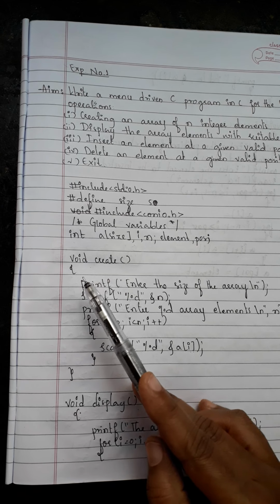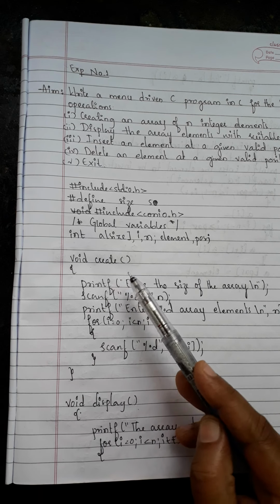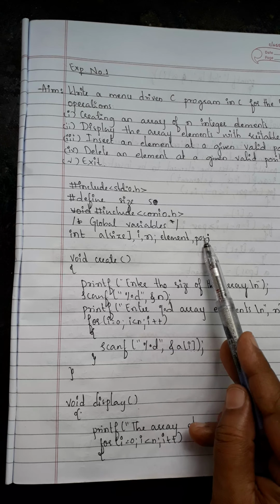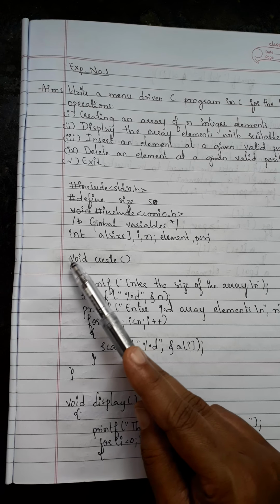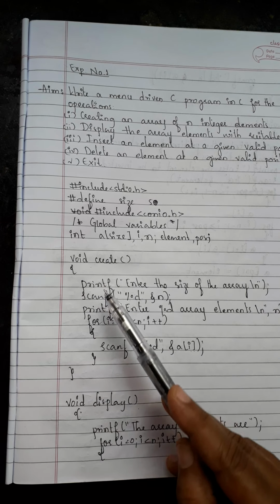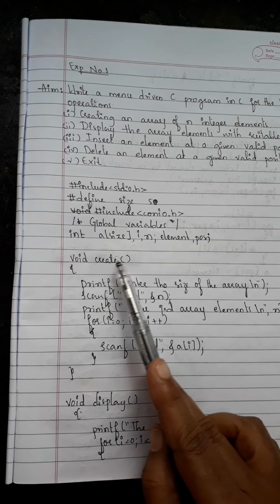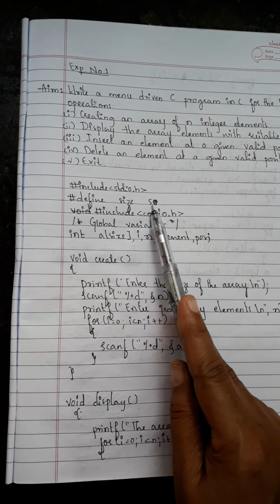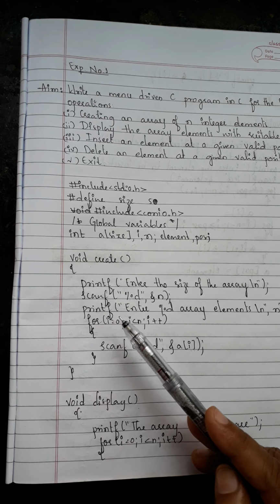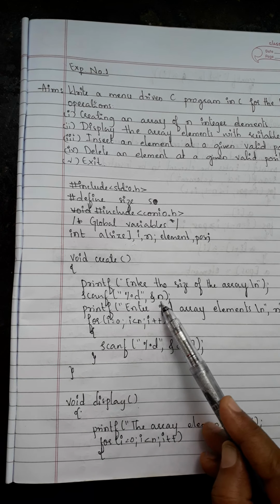Now we will write the first function, that is create. We are not passing any parameters here because whatever is needed for this function is declared in the global variable section, and it is not returning anything, so we have declared it as void. The first statement is printf, enter the size of the array. Here a[size] indicates the maximum size is 5, but when you are running the program you can enter any size which is less than or equal to 5. That value is stored in n.